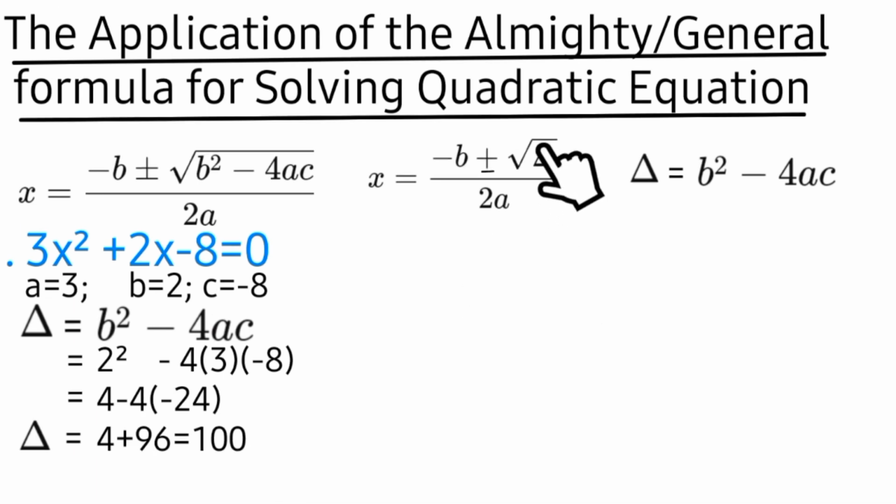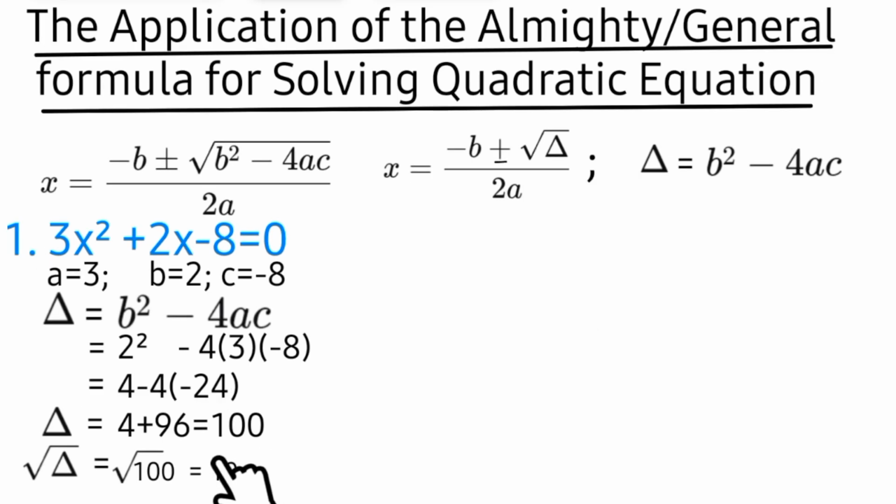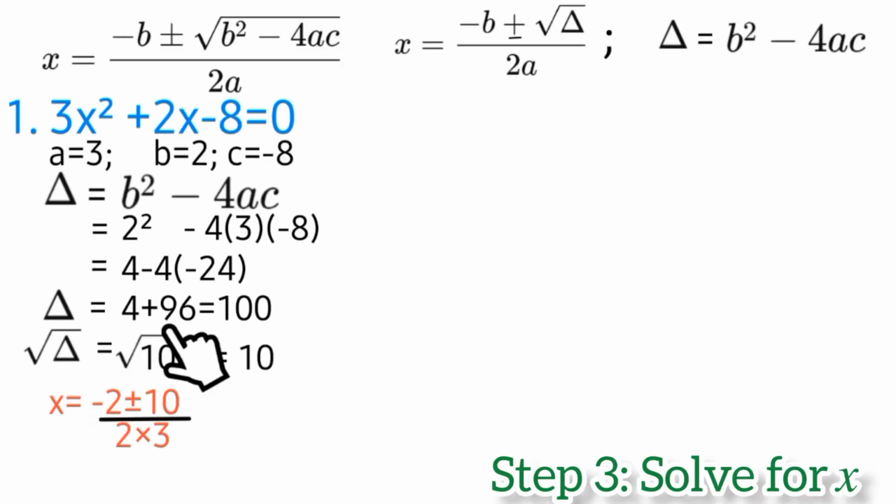So our discriminant is equal to 100. Now let's get the square root of the discriminant. The discriminant value is 100, so the square root of 100 equals 10. Now let's substitute the value of the square root of the discriminant, being 10, into our formula and solve for x. So x will be equal to minus b. Our b value is 2, plus or minus the square root of our discriminant, which is 10, all over 2 times a, and our a value is 3, which is equal to minus 2 plus or minus 10 all over 2 times 3, which is 6.